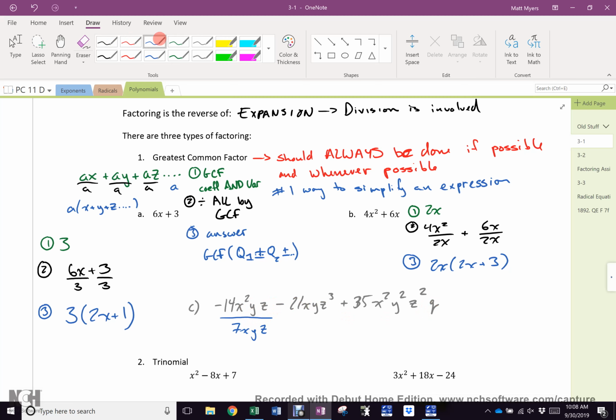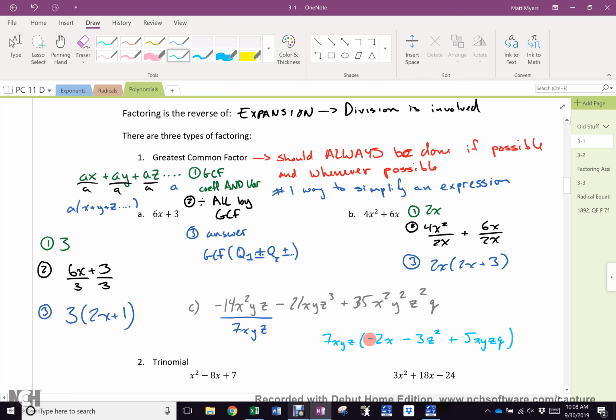I'm getting to that. Don't give me away. So you divide all that out, you get the following answer. I'm going to write it in light blue for a reason. 7xyz bracket negative 2 what? X. Then what? Minus 3 what? Z squared. Then plus 5 X, Y, Z, Q. Right?